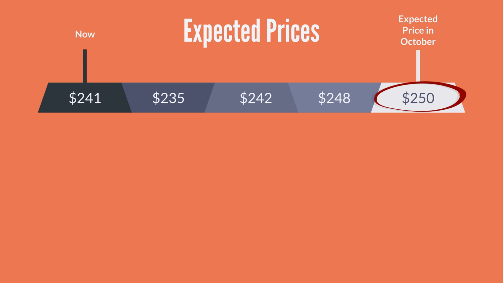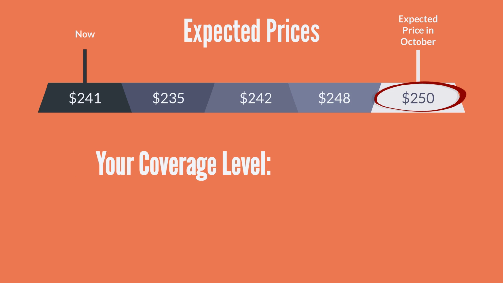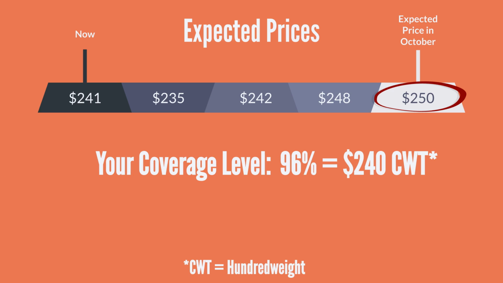That means $250 per hundredweight. Let's say you decide on a little lower coverage and choose 96% of the expected ending price. 96% of 250 is $240. This coverage level establishes a coverage price at $240.